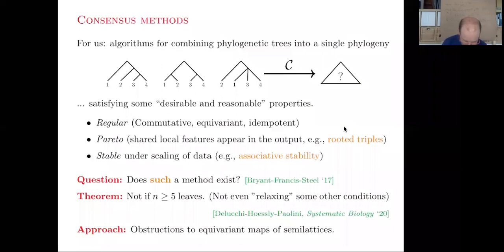Before I say a word about a little bit of mathematics in this context, are there questions about this kind of setup? Of course, I was not very precise, but the idea is that you want algorithms that take trees as an input and give a tree as an output. You want these properties, and in particular, you want Pareto with rooted triples and associative stability. These were conjectured to exist. Here we prove that they don't exist.